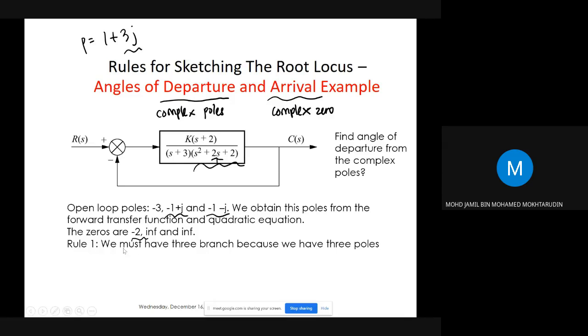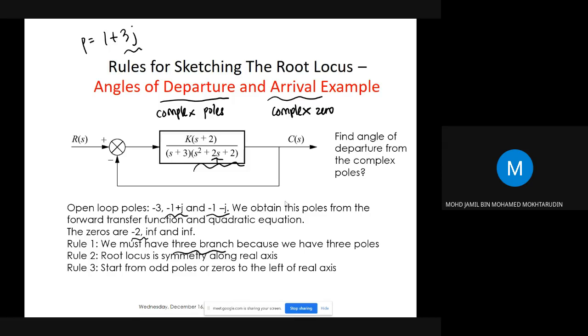So rule number 1, we must have 3 branch. So ada 3 branch sebab ada 3 poles. And rule number 2, it must be symmetry about the real axis. And number 3, start from odd poles or zeros to the left of real axis. And rule number 4, start from pole to 0, okay. So you use all the 4 rules.